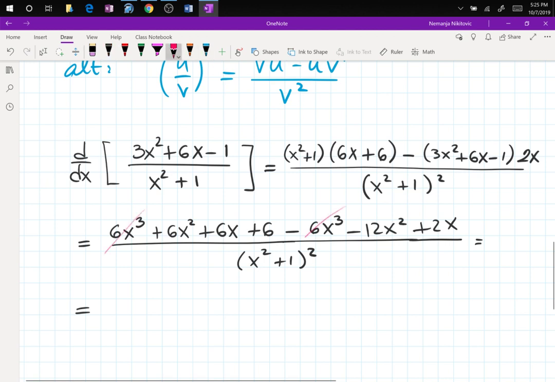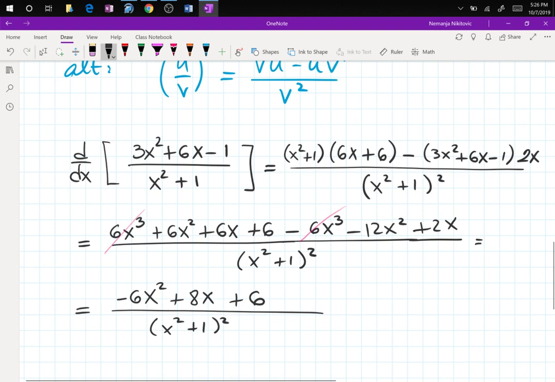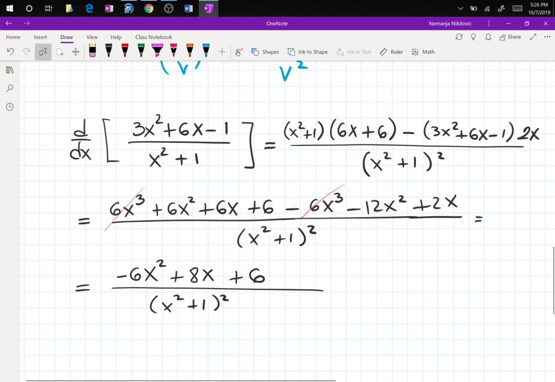Alright, 6x cubed and 6x cubed, that's gone. And the rest we can deal with. Let's go. 6 minus 12, that's negative 6x squared. Plus 8x. That was a good one. Plus 6, over x squared plus 1 squared. You could kick out negative 2, but you don't really achieve anything by kicking out negative 2, so we can just leave it here. So quotient rule, a bit messier than the product rule.